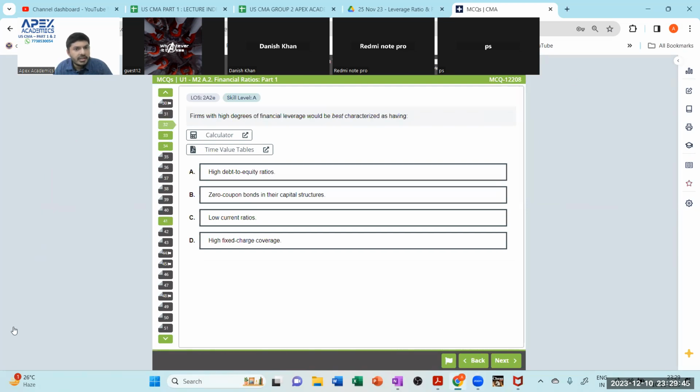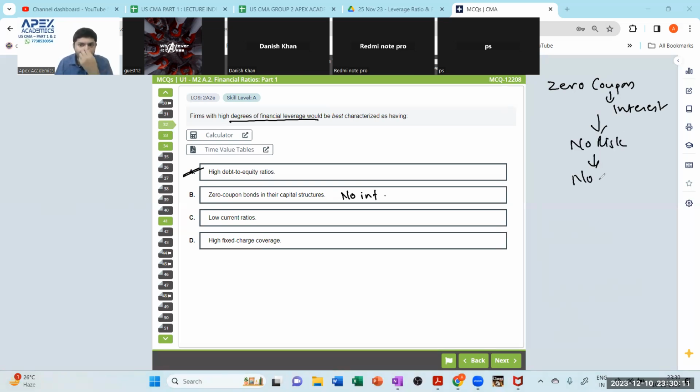Question 32. Firms with high degrees of financial leverage. I just gave you a chart for this. High degree of financial leverage will have a high debt to equity ratio. Zero coupon bonds means no interest. What is the meaning of the term coupon? Coupon means interest. If there is zero interest, it means there is no risk.